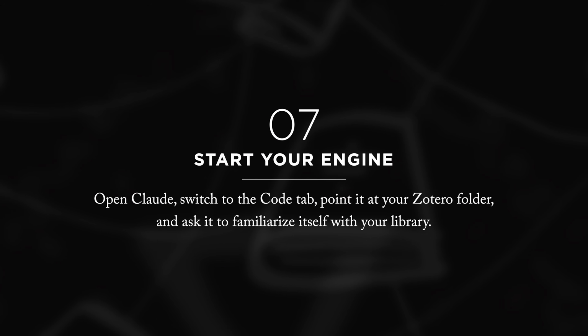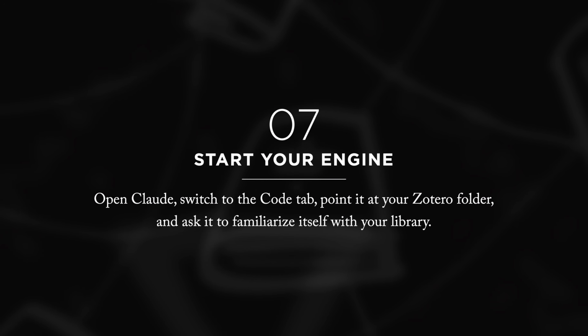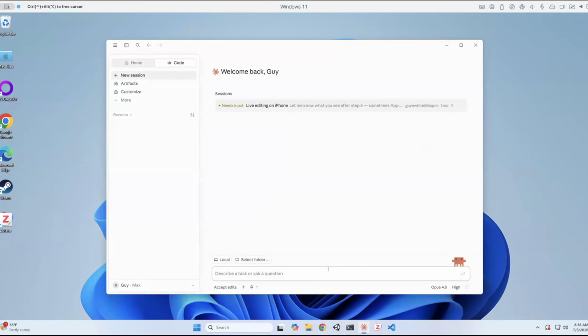Now we get to turn the key. We're going to open Claude, point it at your Zotero folder, and let the two meet. I want you to launch Claude and look at the top. You'll see a tab called Code. Click it. This is the different side of Claude, one you've probably never used before. This is where it stops being a chatbot and starts being more like an engine.